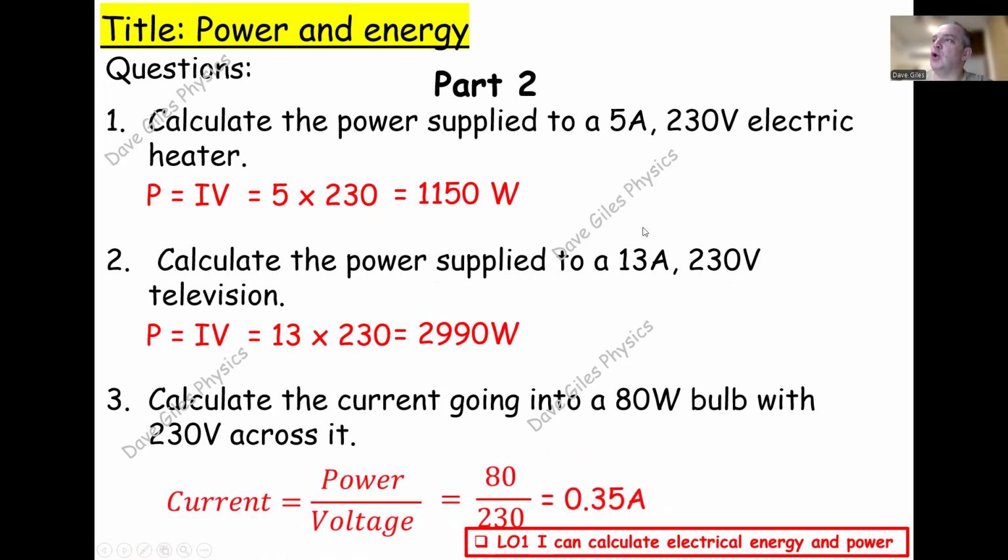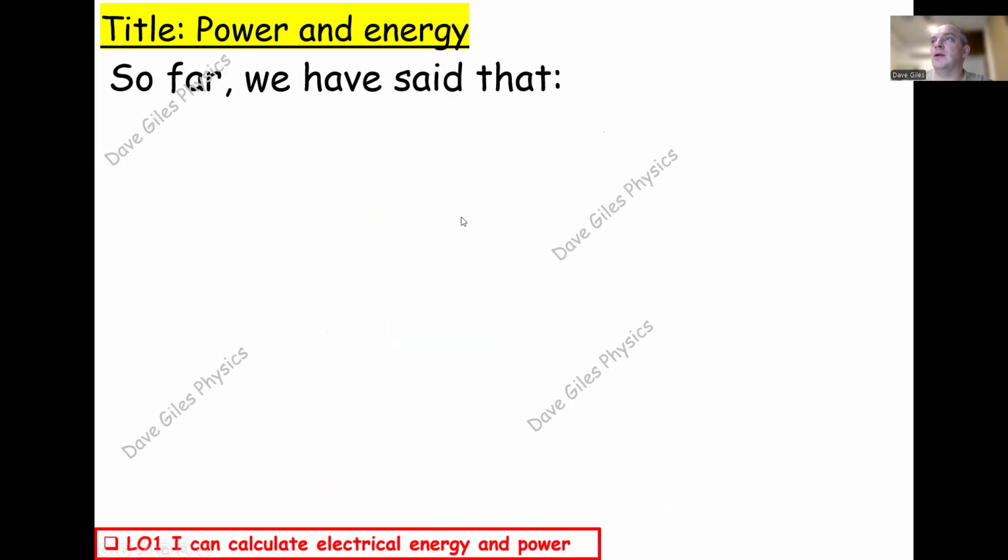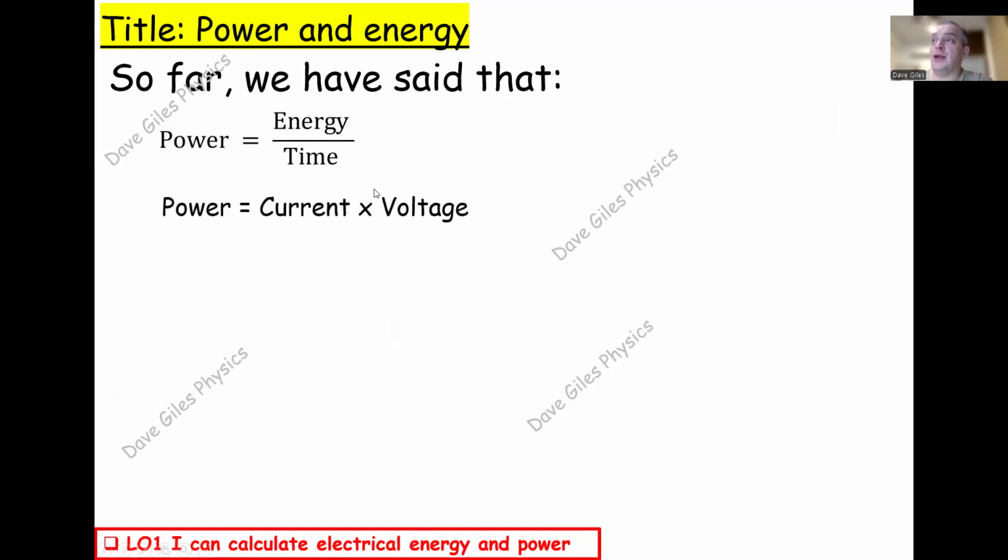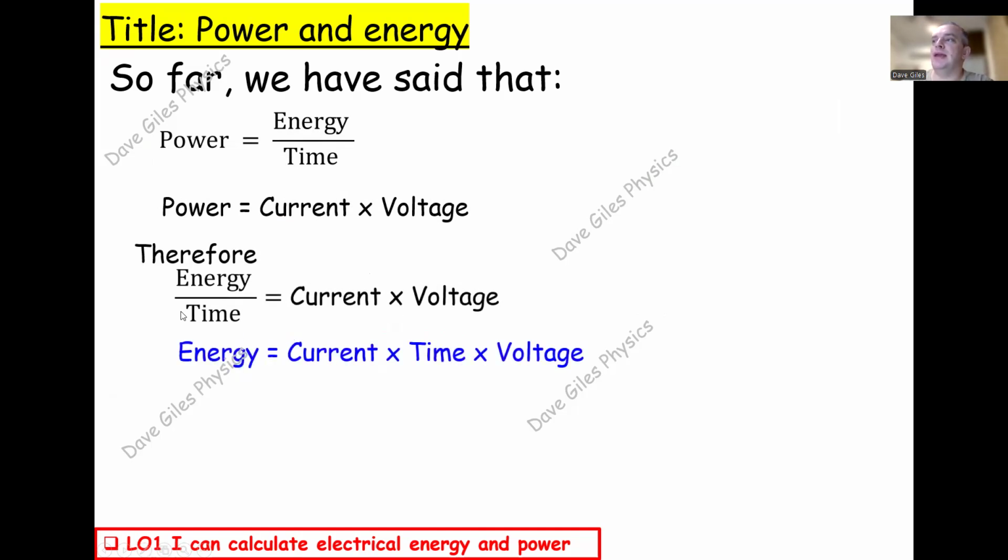Okay, so let's have a look at a few more formulas that we need. So far we said power is energy over time. We've also said power is current times voltage. Therefore, we can say energy divided by time is current times voltage. We can then take the time across to the other side and we get energy as current times time times voltage, I, T, and V.